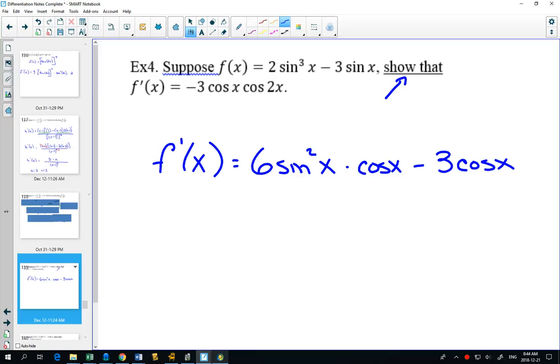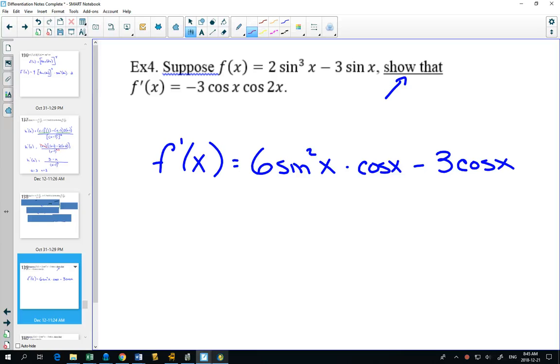Now, what I want you to see in this question that's very helpful in a show that question: often what you want to show gives you hints for what you should do next. So in this case, I'm looking at negative 3 cos x cos 2x. I'm looking at my equation. I have no cos 2x's whatsoever. But I do have a negative 3 cos x. I have a negative 3 cos x here. This one is all multiplying. This one is adding and subtracting.